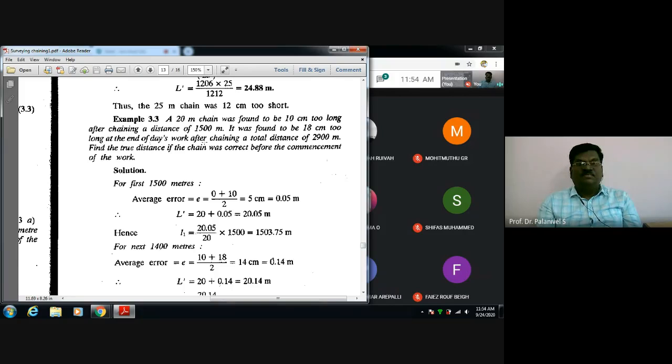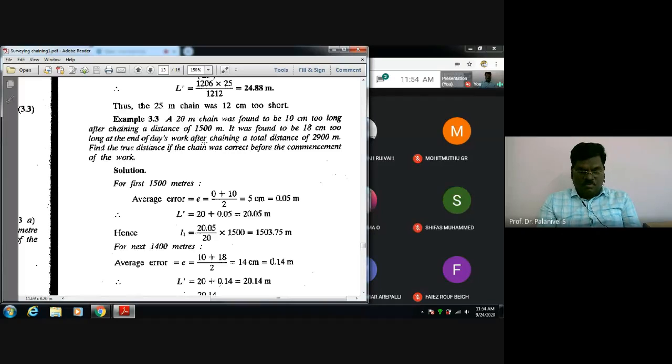After measuring 1,500 meter, it was found to be 18 centimeters too long at the end of the day's work, after chaining a total distance of 2,900 meters. Find the true distance if the chain was correct before the commencement of the work. That is the question. Before the commencement of the work, the chain was very good.